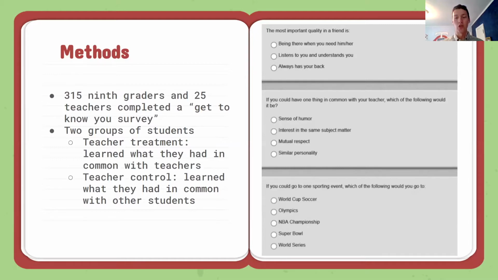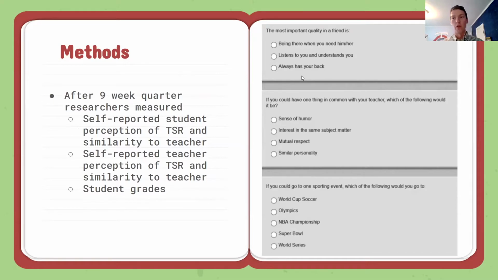And then the teacher control group was the other half of the ninth graders, and they were not told what they had in common with their teacher from this survey. Instead, they were told what they had in common with another student. The teachers themselves were only told the similarities that they shared with students in the teacher treatment group. So half of the students knew similarities they shared with their teachers, and the teachers knew those similarities as well. And you had the teacher control group.